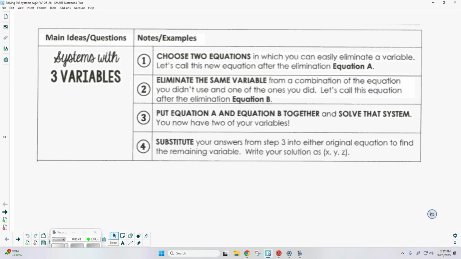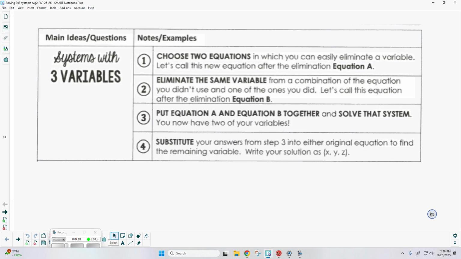Number 1, choose 2 equations in which you could easily eliminate a variable. Let's call the new equation after the elimination equation A. Number 2, eliminate the same variable from a combination of the equation you didn't use and one that you did. Let's call this equation B. Put equation A and equation B together and solve that system. You now have 2 of your variables. Then we start to substitute back into your originals.